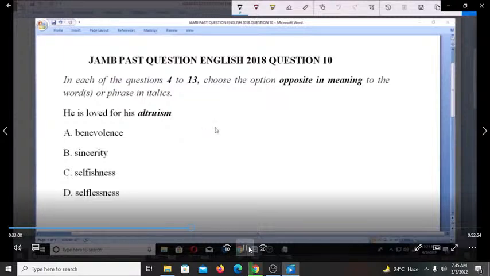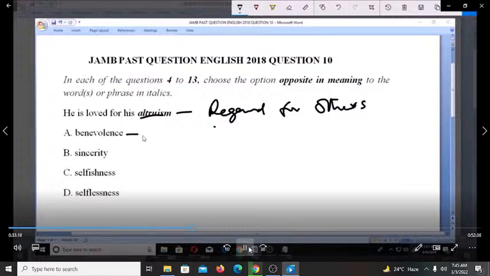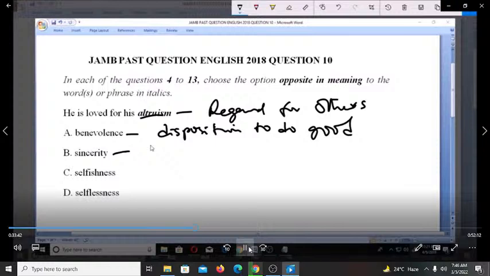So let's take a look at the first one. What does altruism mean? Altruism simply means regard for others. That means you don't care for just yourself, you care for every other person. That is altruism. So now we look at benevolence. Benevolence is a disposition to do good, the state or disposition that makes you always want to do good to people. So you can see that it has something similar to altruism, so it cannot be the opposite of altruism.